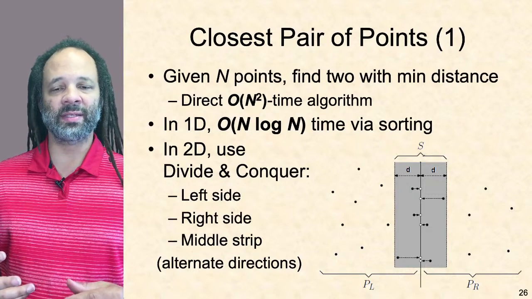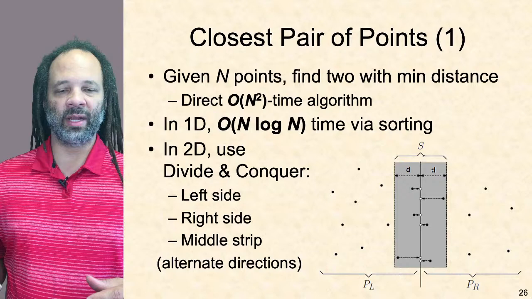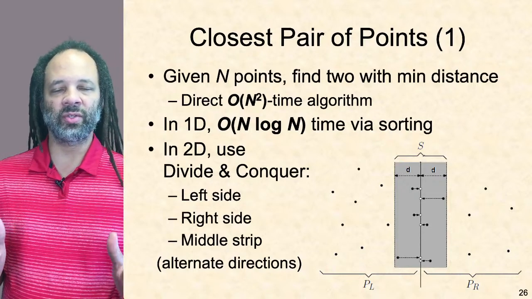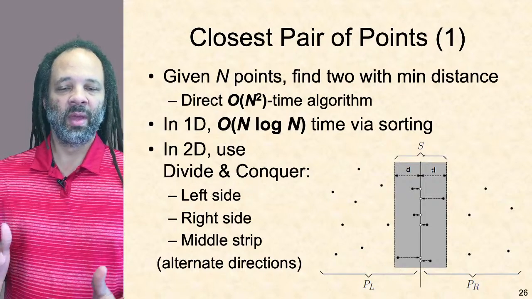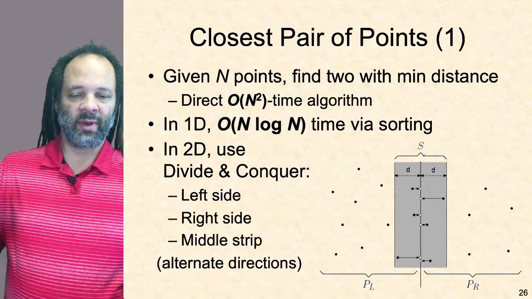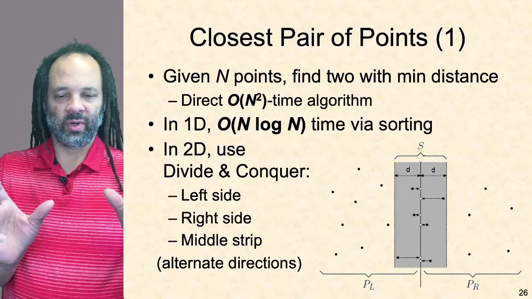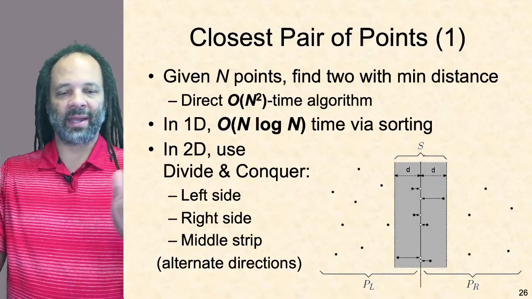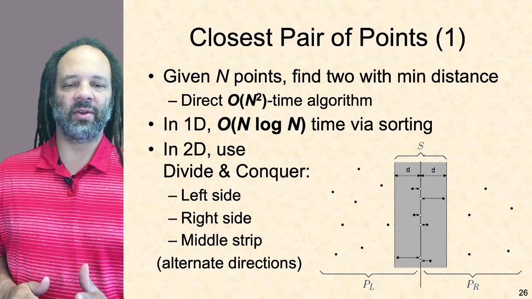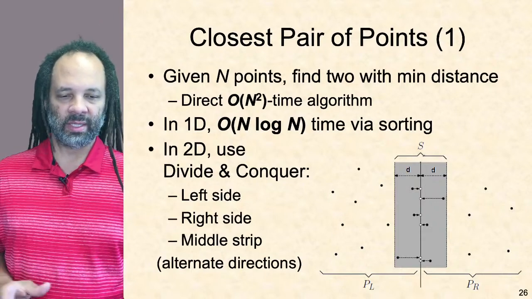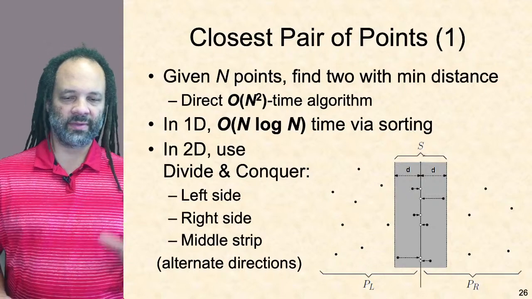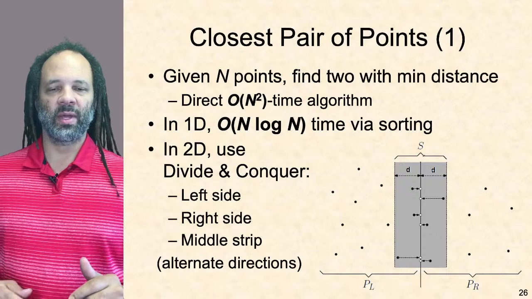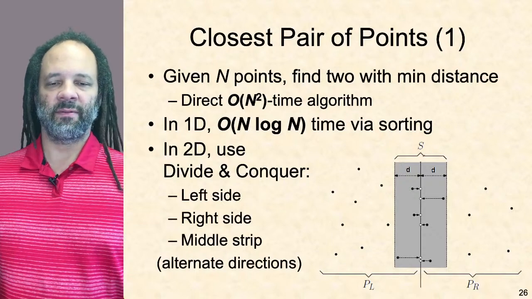Another way to do this is if I'm going to use 1 dimension, I could sort these things. In 2 dimensions, you could use a divide and conquer algorithm where we take some left side and right side and we get this middle strip and start alternating directions and trying to figure out what the distance back to this center line, this S, is where this split comes in. So I've got some set of points on the left, some set of points on the right, and then I'll start measuring that out. So this is another algorithm that's used to find the closest pair of points.